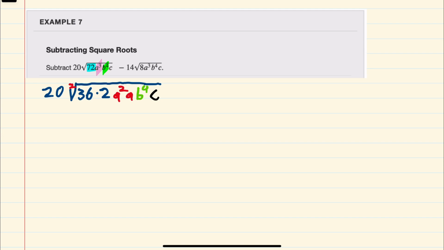And doing the same for that second expression, I have a 14 on the outside of the radical. The numerical part, 8, can be written as the product with a perfect square. 8 is 4, a perfect square, times 2. It has an a3, which I can again write as a2 times a, since the 2 is a multiple of our 2 that is the square root. The b4 is already a perfect square. We'll simplify that in the next step. And like the first one, we have the single c.